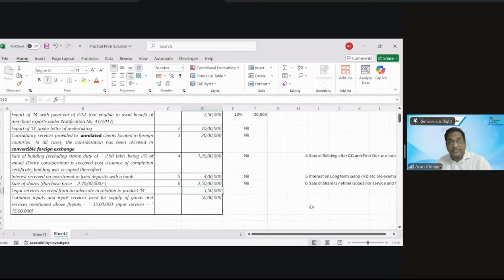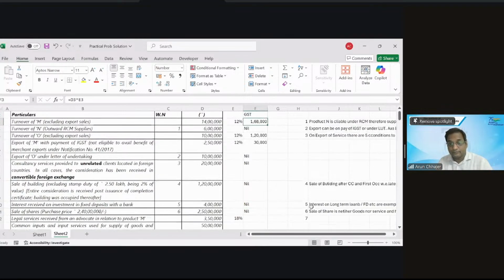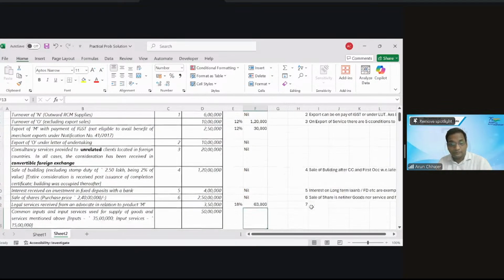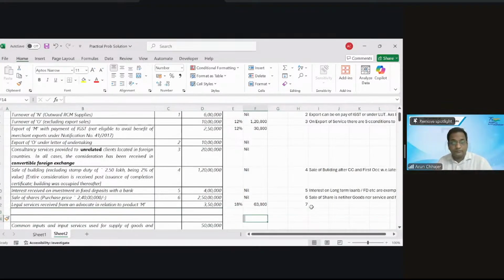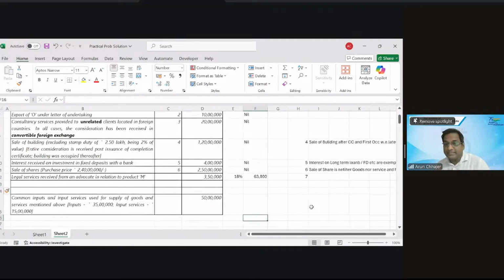Legal services received from advocate. Now, what you will say? It is taxable under reverse charge, correct? It is taxable under reverse charge. यहां तक क्लियर है? Any doubt?